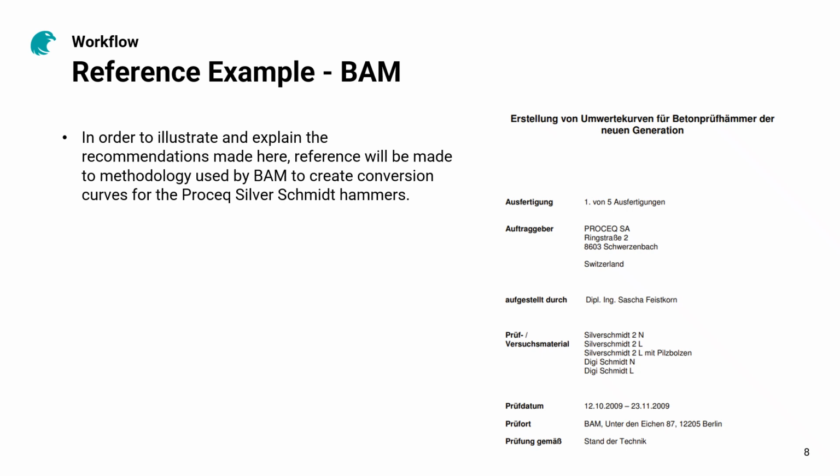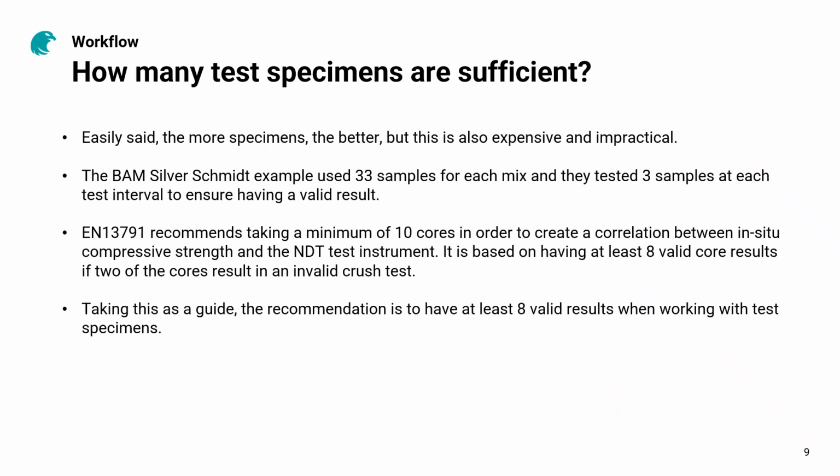The recommendations made here are taken from the methodology used by the Federal Institute for Materials Research and Testing in Berlin during the validation of the Procex Silverschmidt hammers. So how many test specimens are sufficient? Easily said, the more specimens the better, but this is also expensive and impractical. The BAM Silverschmidt example used 33 samples for each mix, and they tested 3 samples at each test interval to ensure having a valid result.